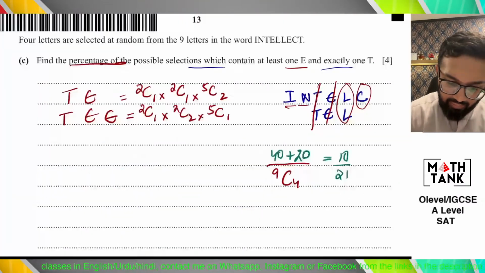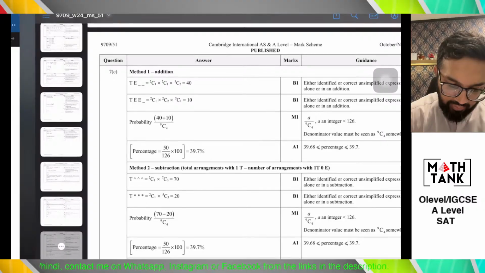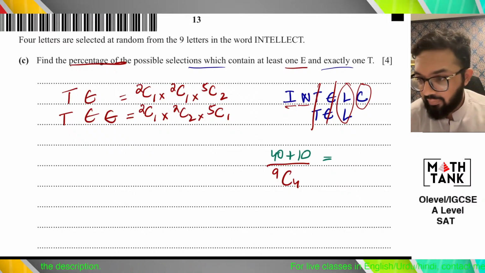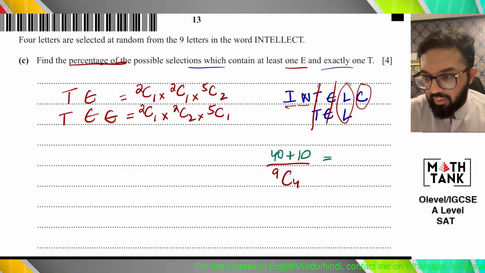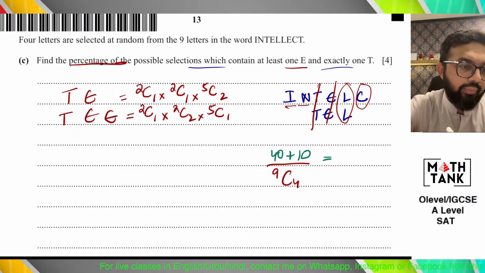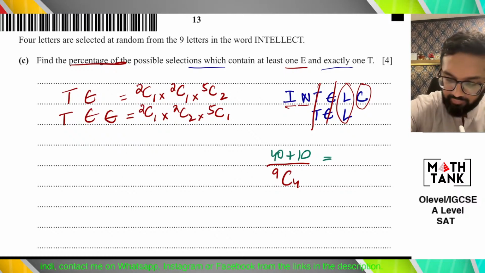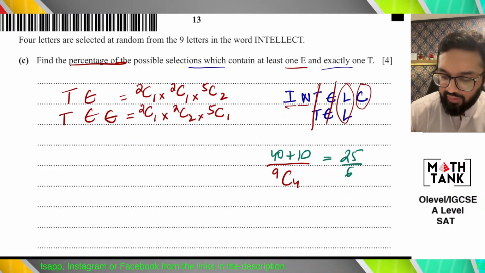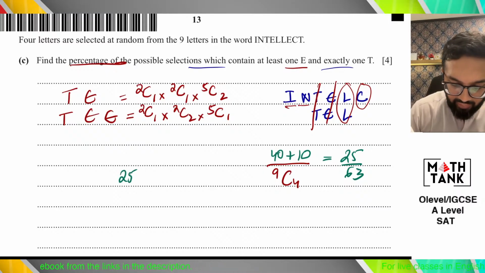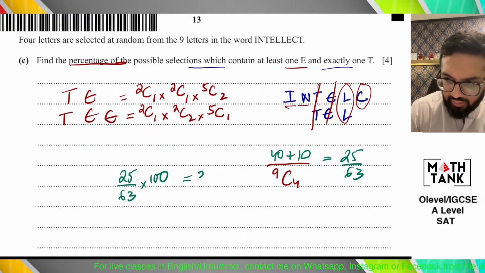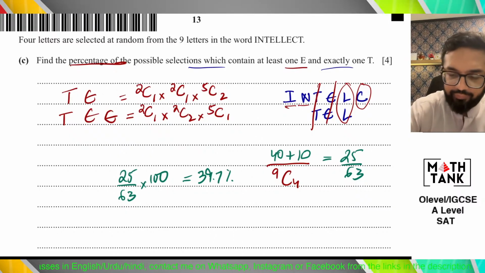No, I think I've missed something here. 2C1, 2C... Okay, this is 10, not... Yes, it is. That's 25/63. You convert that to a percentage, you get 25/63 multiplied by 100. So you get 39.7%. Okay.